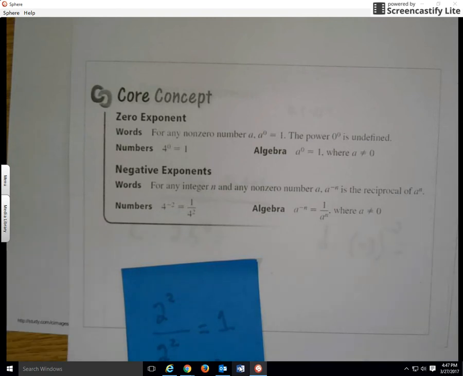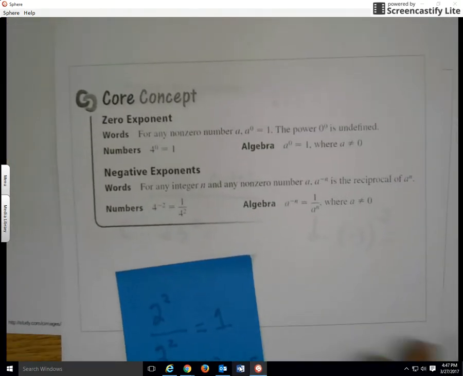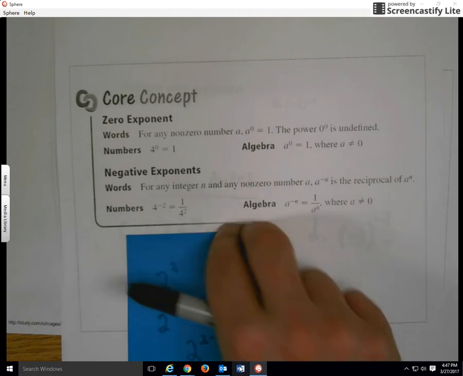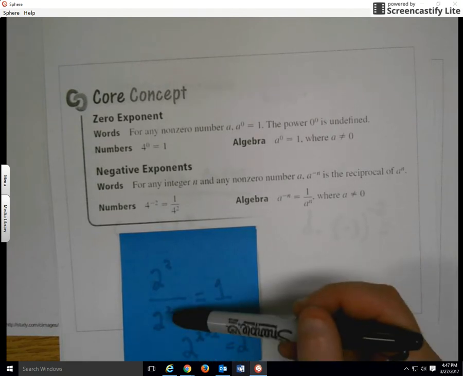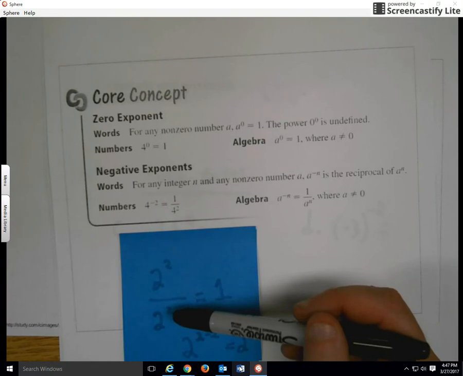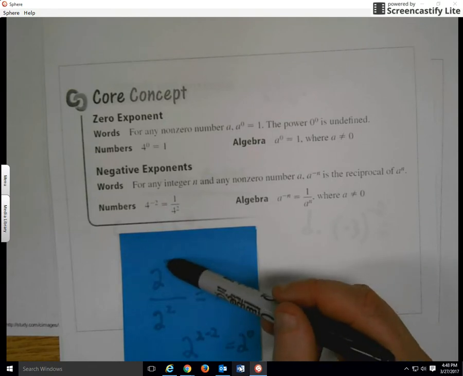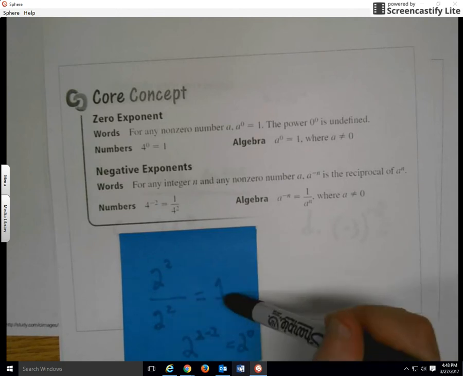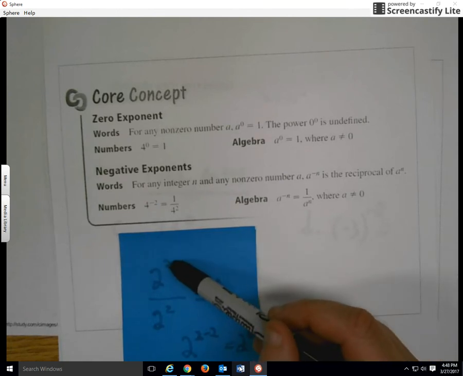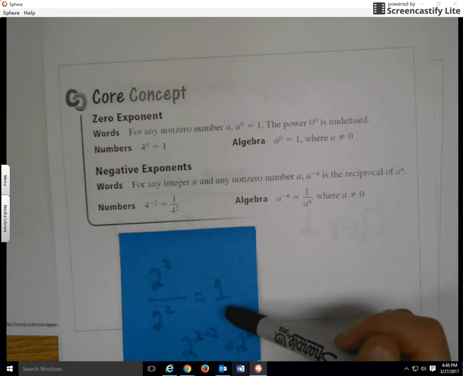You might say, well, how come it equals 1? I'm going to attach a link to a video that goes into more explanation, not on the YouTube video, but on the actual video you do in class, the Edpuzzle. But if you look at 2 to the second power over 2 to the second power, there are two ways you can know it equals 1. One way is that anytime the numerator is the same as the denominator, it always equals 1.